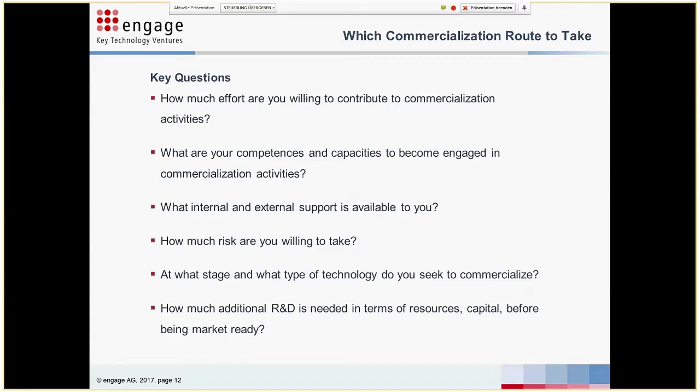So at least to answer this question, and also to answer the last question, you should go out and ask people who did this already. Because also when trying to find out what kind of money you need for the additional R&D, until a prototype is actually ready to be sold as a product, this is something the scientist typically doesn't have any realistic idea about. So, at least for the last two questions, please go out and ask people who've done this before.